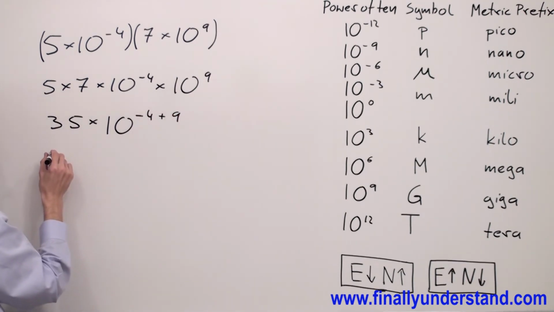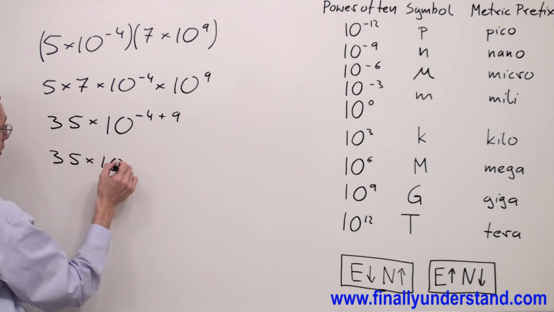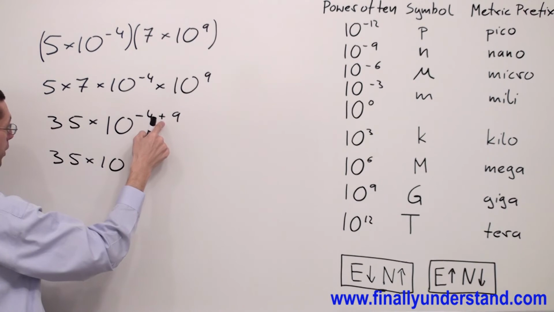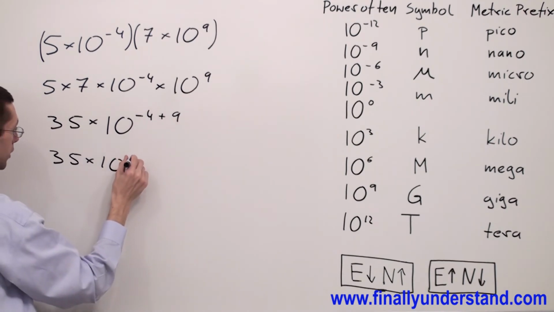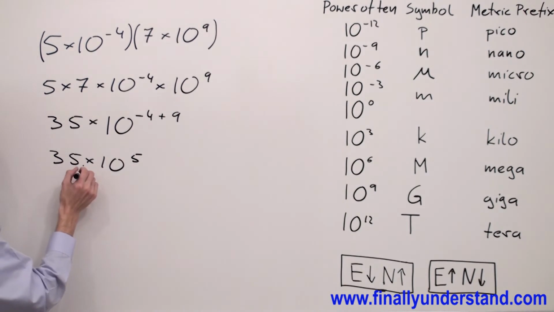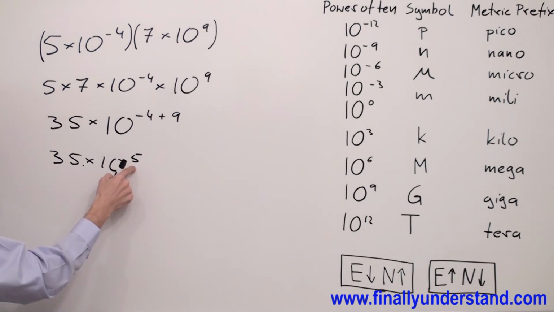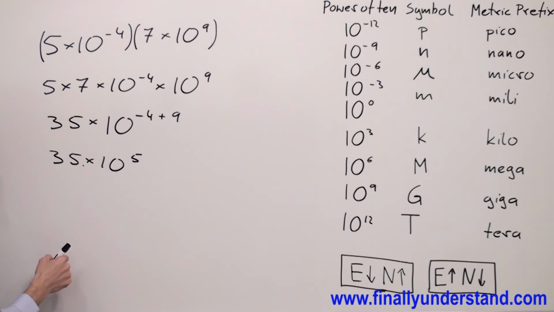I have 35 times 10 to the power of negative 4 plus 9, which is equal to 5. The number on the left side of the decimal point is 35. Okay, this is a number which is between 1 and 999, but my exponent is not a multiple of 3.